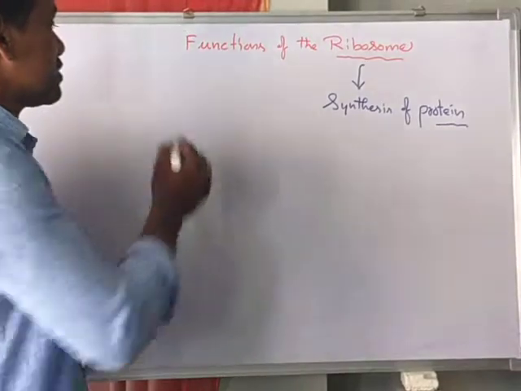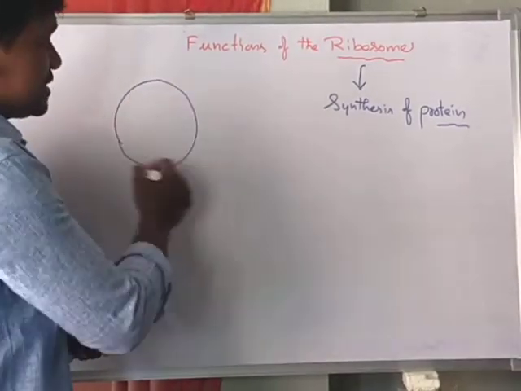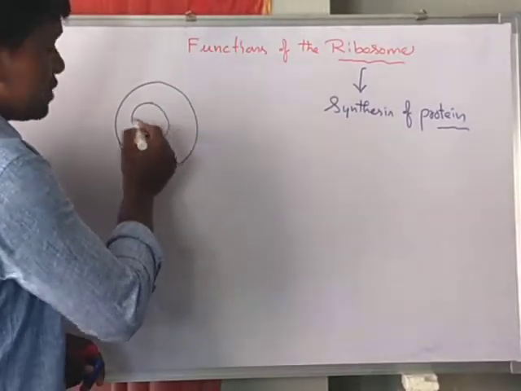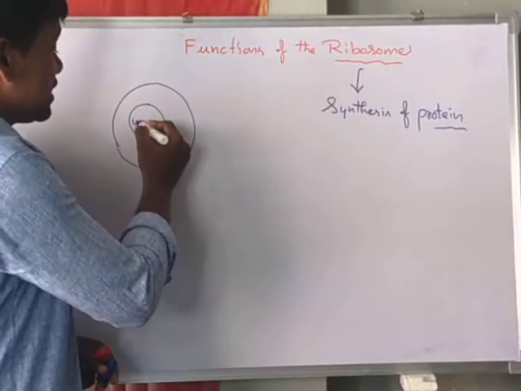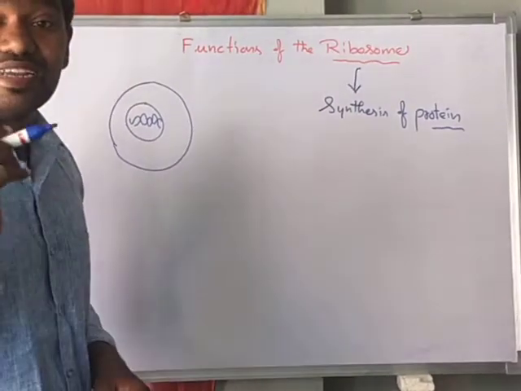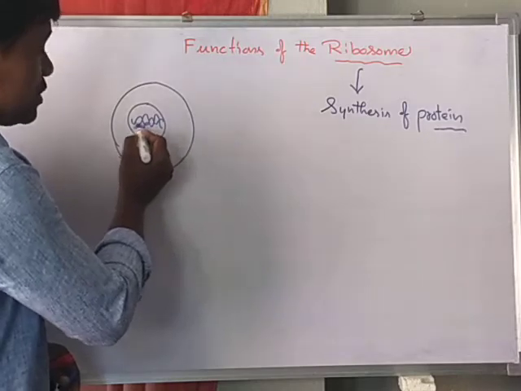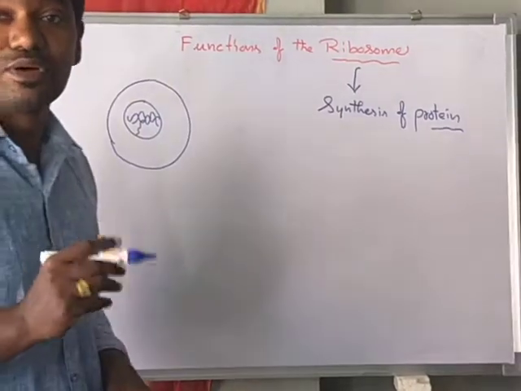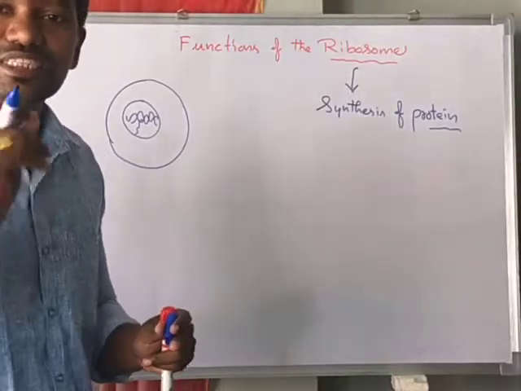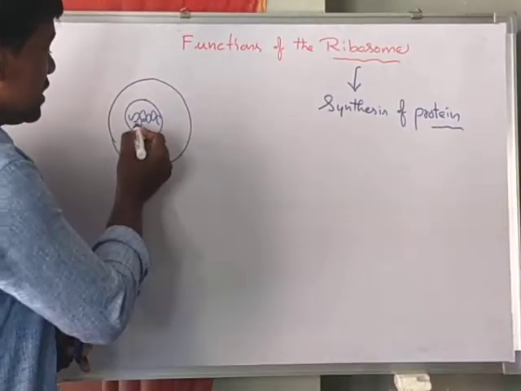So what is transcription? If you take the cell, this is the nucleus, and the nucleus generally contains DNA. Here the DNA transcribes the mRNA. The template of the DNA transcribes the mRNA, and that process is called transcription. So transcription means DNA is transcribed to mRNA. The mRNA comes from the DNA.